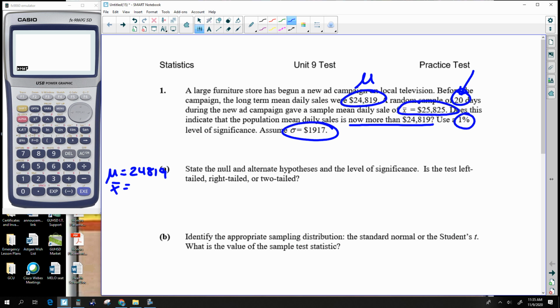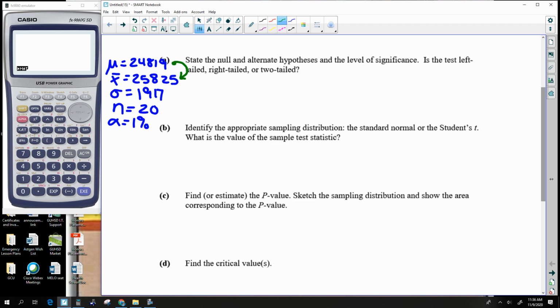The sample average is 25,825, so that's good, making more money. So maybe that old average is wrong. So we have a population standard deviation, a sample size, and a level of significance that is 1%. And the question is, is it now more than? The average is probably greater than 24,819, so the average is getting bigger.